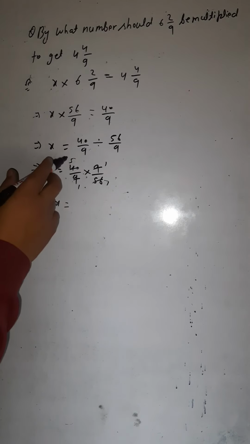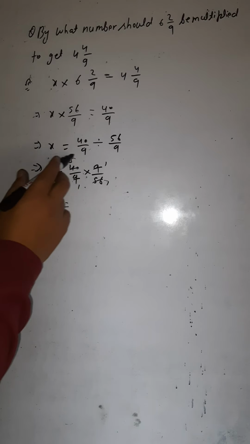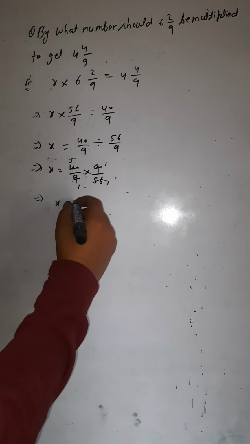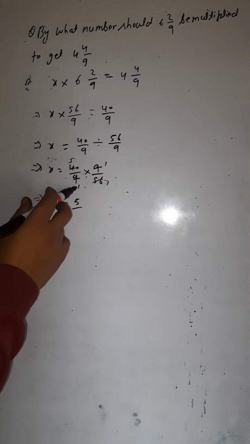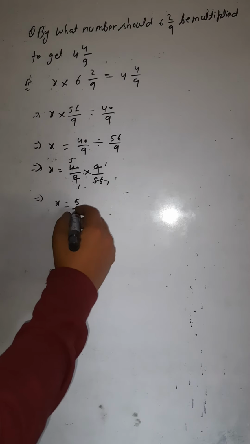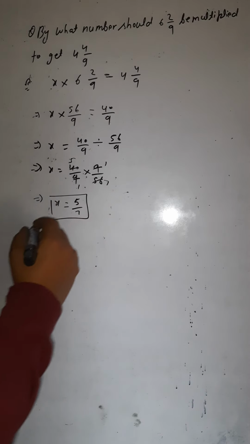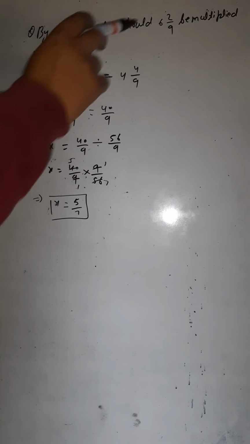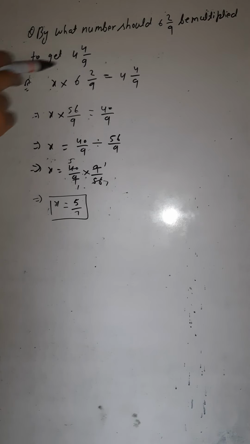So x is equal to 5 1s are 5. Upside there, 5 and 1. 5 1s are 5. And downside would be how much? 1 multiply 7, 7 1s are 7. So 5 by 7 is the answer. So you are to multiply the given number by 5 by 7 to get 4 whole 4 by 9. So this is how you would solve the question. Just note it down.